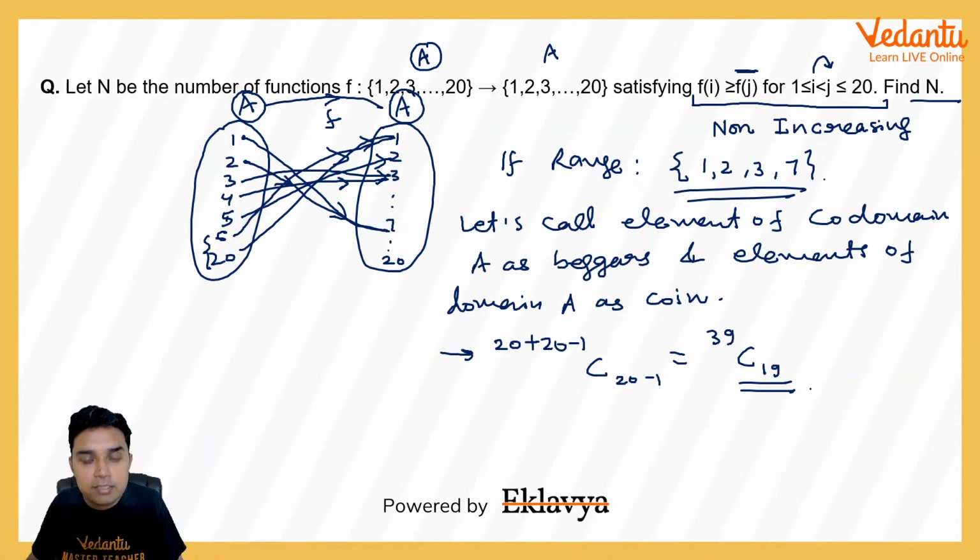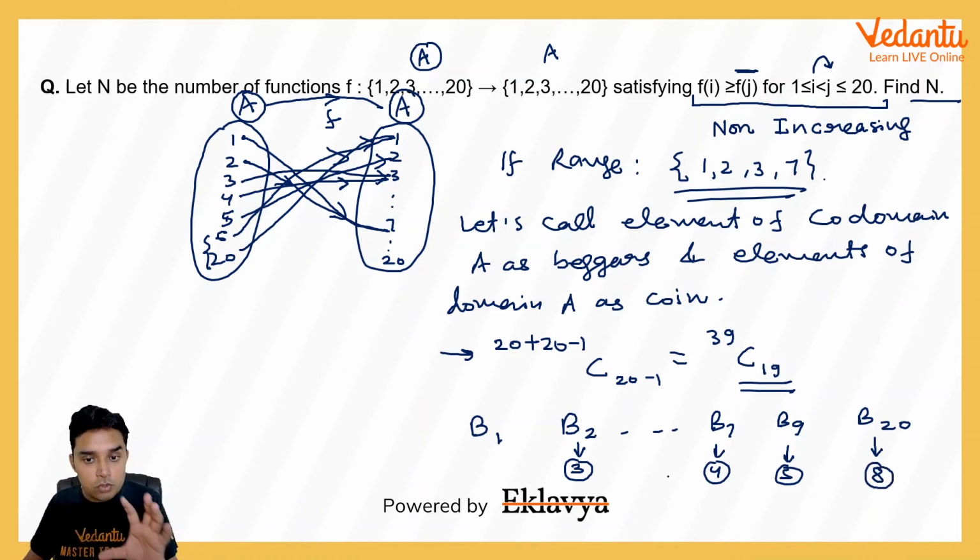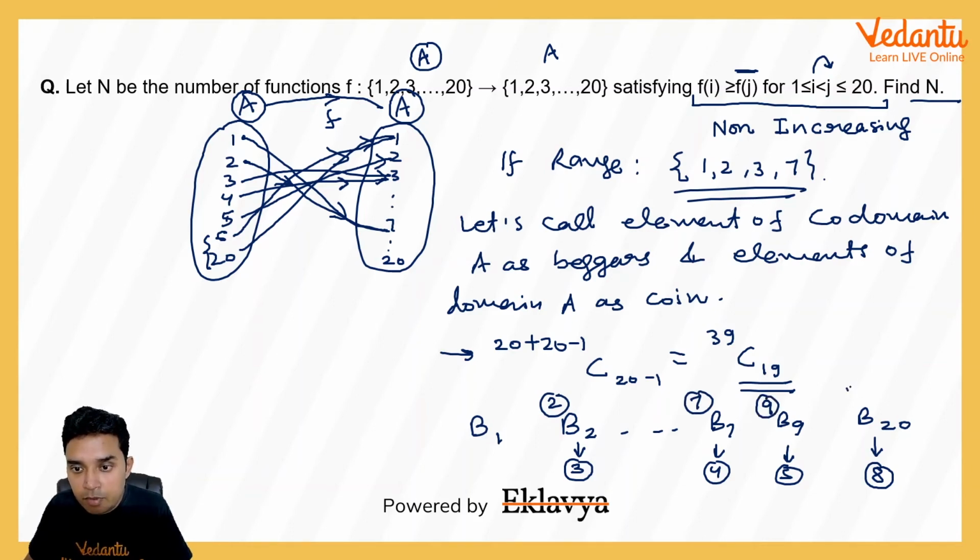Now there are possibilities that some of the beggars will get coins and some will not. Let us assume beggar 1, beggar 2 and so on, all beggars up to beggar 20. This beggar 2 got, let us say, 3 coins. Beggar 7 got, let us say, 4 elements. Beggar 9 got, let us say, 5 elements. Let me add them: 3 plus 4, 7; 7 plus 5, 12. And let me give all the remaining to this 20. So 3 elements to beggar 2. 2 means here it will be element 2 in this codomain. Here this will be element 7, here this element will be 9, and here this element will be 20.